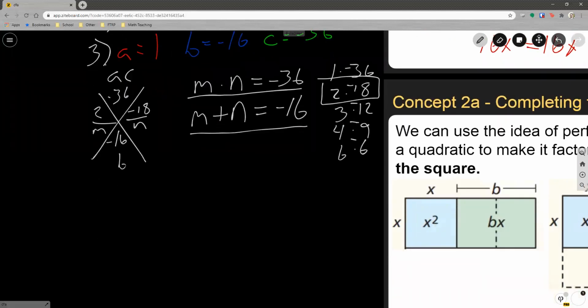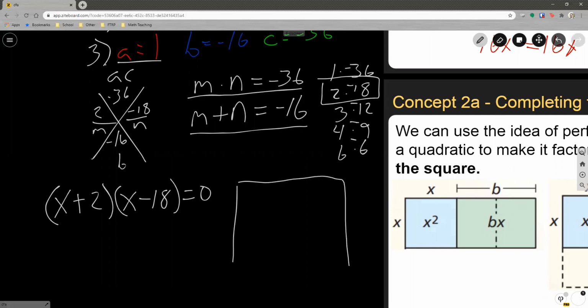Now we're almost done here. Since my a value is 1, I can actually plug in these m and n values straight away and get x plus 2 times x minus 18 equals 0. And I can solve for x at that point. But also what I could do is I could build my box and do some factoring that way. I'm going to end up with the same exact answer.